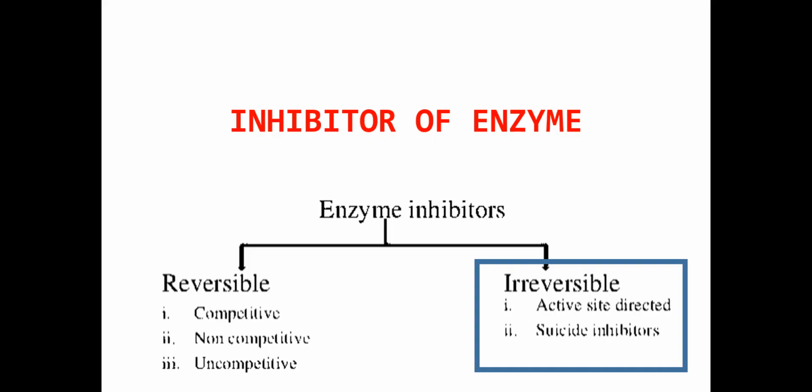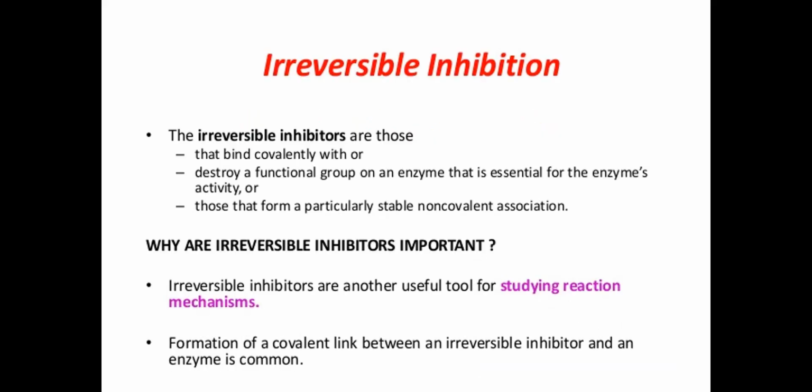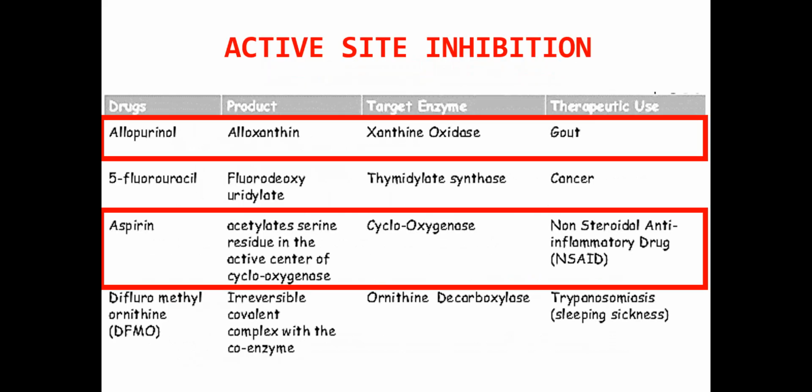First, we will discuss irreversible inhibition. Irreversible inhibitors are those that bind covalently with or destroy a functional group of an enzyme that is essential for enzyme activity, or that form a particularly stable non-covalent association. These are the examples of active site inhibition, which is one form of irreversible inhibition.